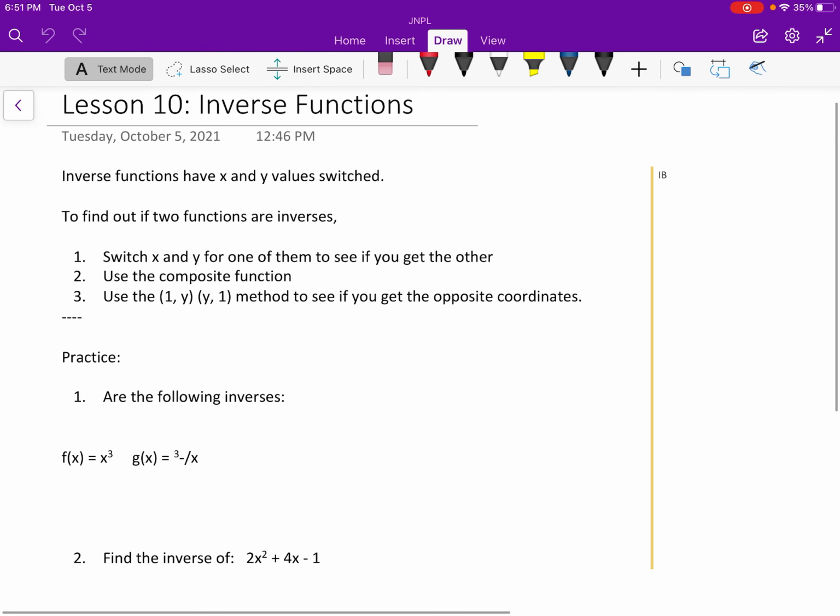Inverse functions. Extended intro today. Still the same song. So there you go.